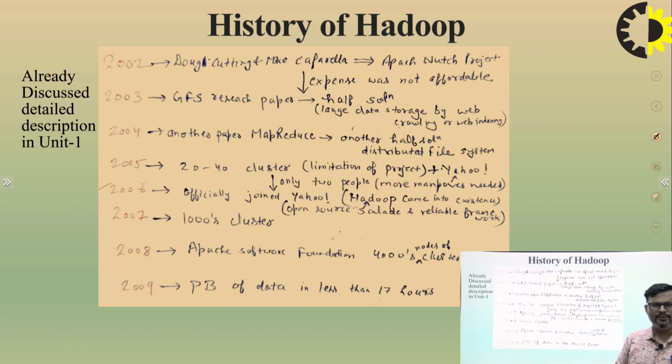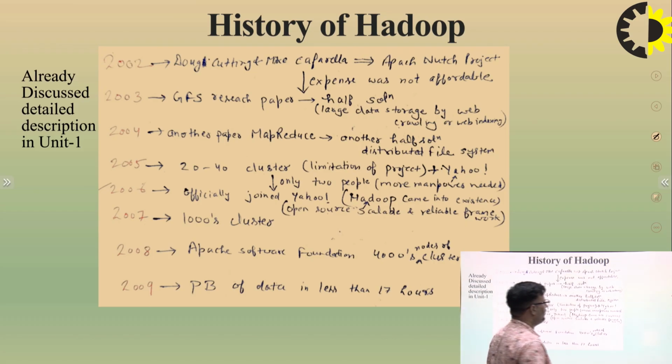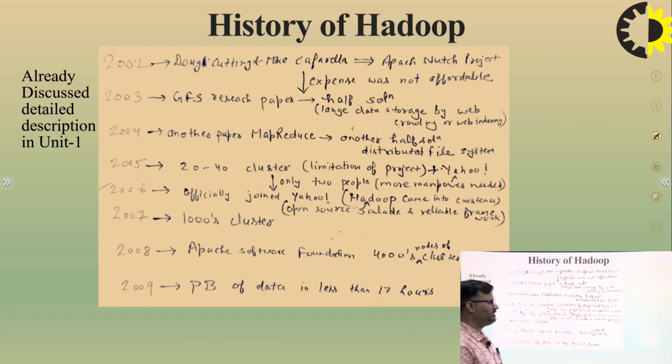So, if we want to see the history of Hadoop, then first of all in 2002, Doug Cutting made Nutch, the Apache Nutch project, but the expense was not affordable. Then in 2003, the GFS research paper offered a solution for large data storage for web crawling and web indexing. And third, in 2004, another paper, MapReduce, offered another solution for the distributed file system.